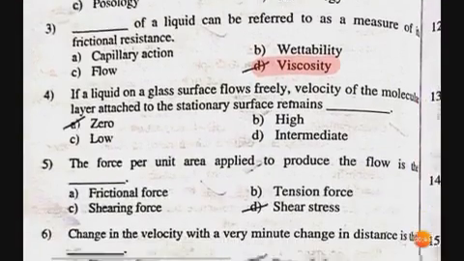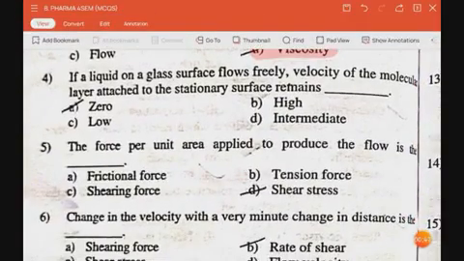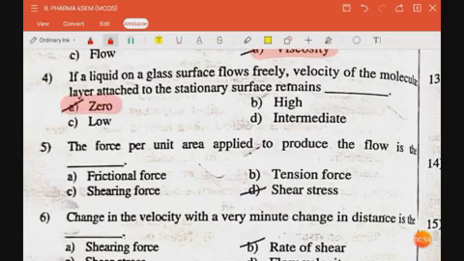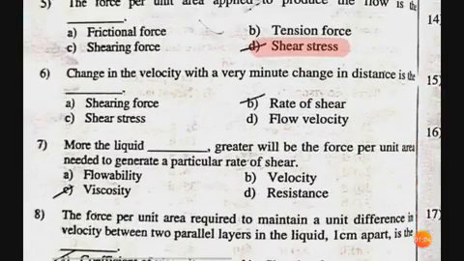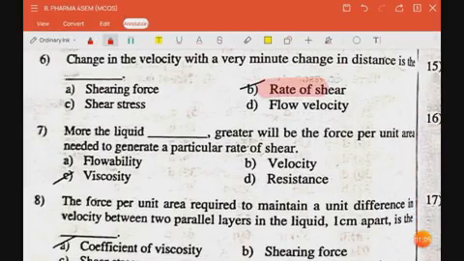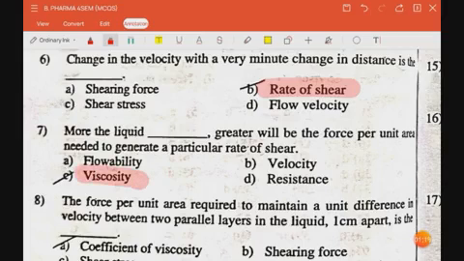The next question is if a liquid on glass surface flows freely, velocity of the molecular layer attached to the stationary surface remains zero. The next question is force per unit area applied to produce the flow is the shear stress. The next question is change in velocity with a very minute change in the distance is the rate of shear. The next question is more the dash greater will be the force per unit area needed to generate a particular rate of shear. The answer is viscosity.